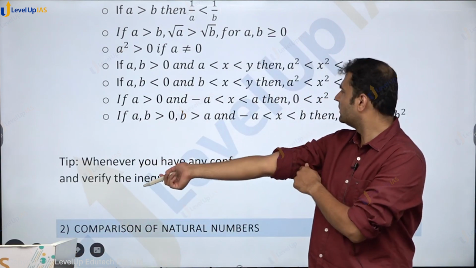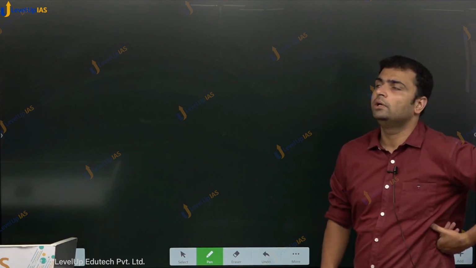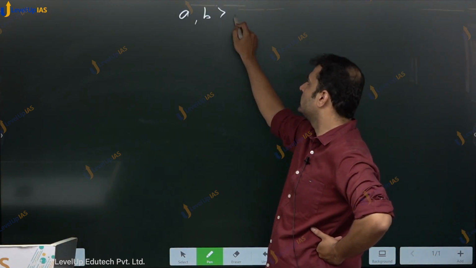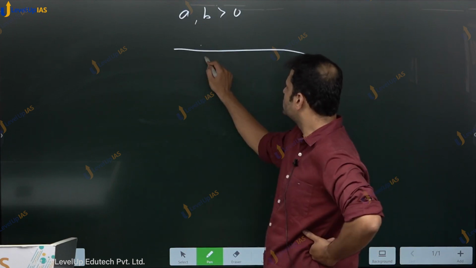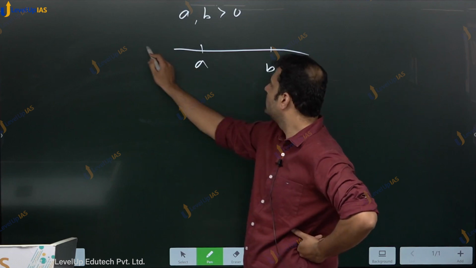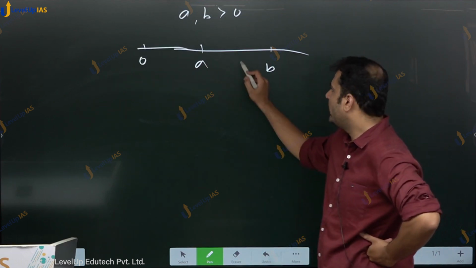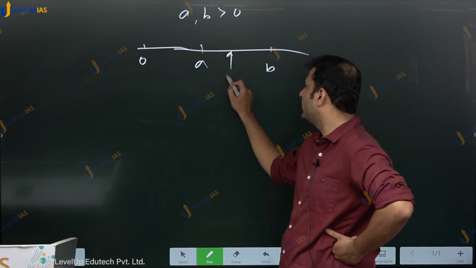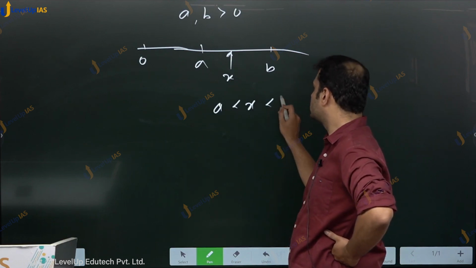Next, या फिर I think this is the last thing that we want to do. Fine. If we have both a and b as greater than 0, and ऐसा कुछ है, a यहाँ पे है, b यहाँ पे है, and 0 is somewhere here. So a and b are greater than 0. And if we want to talk about any number here, कोई भी इनके दोनों के बीच में कोई x है, then we have a less than x less than b.